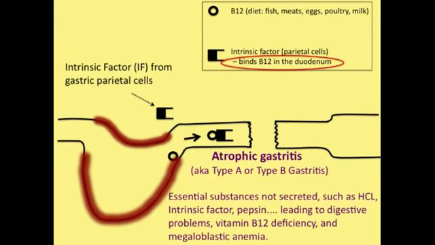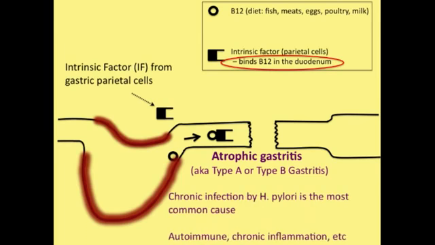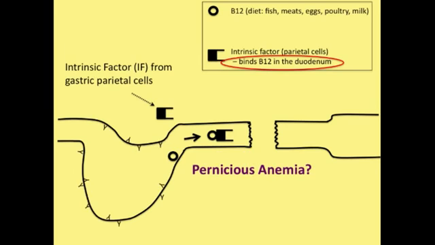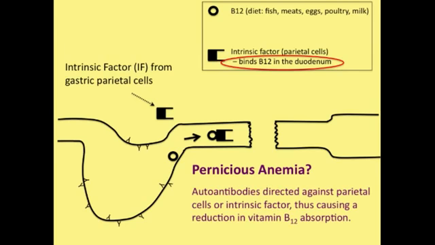And another take-home point from this discussion is the most common cause of atrophic gastritis is due to H. pylori infection. Secondary to that is going to be autoimmune and other things that cause chronic inflammation. Last, we have pernicious anemia. So who remembers what pernicious anemia is? So this is a disease entity where autoantibodies are directed against the parietal cells or intrinsic factor itself, thus causing a reduction in vitamin B12 absorption.